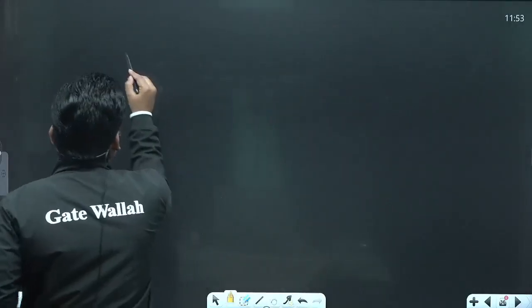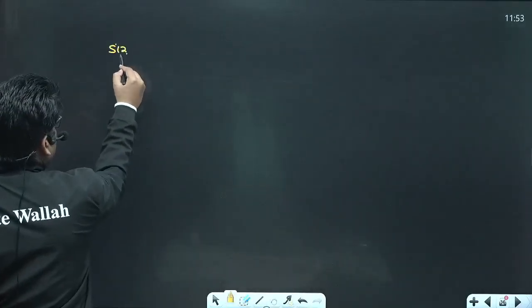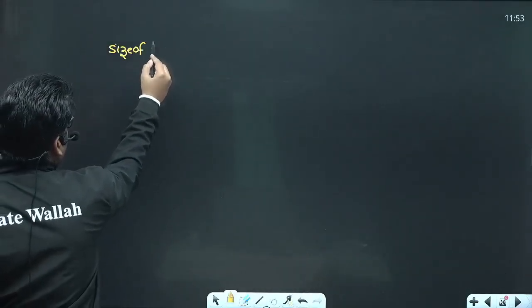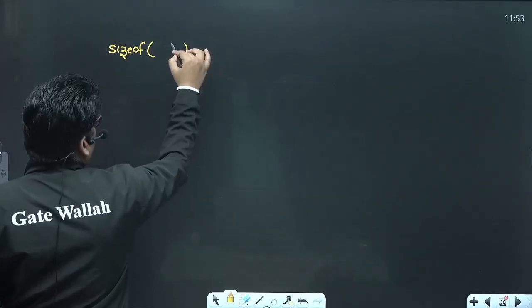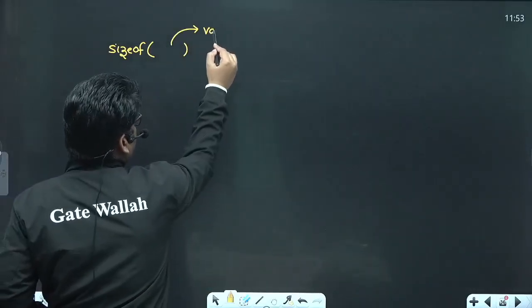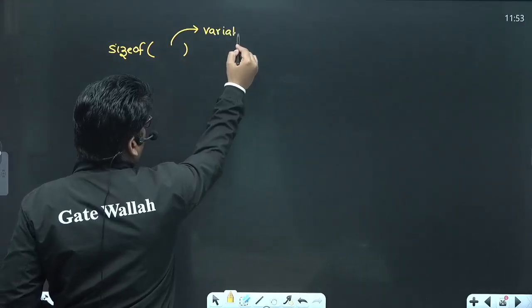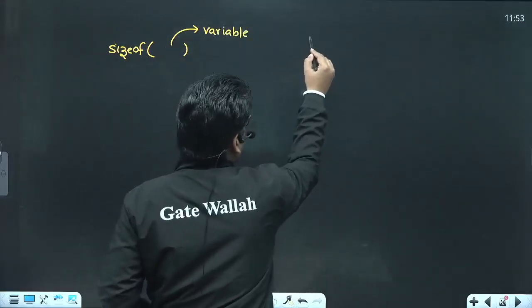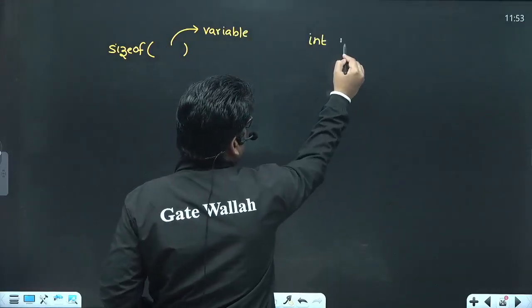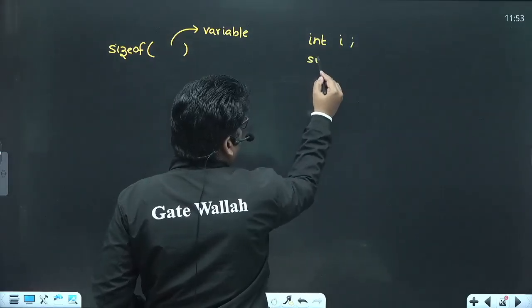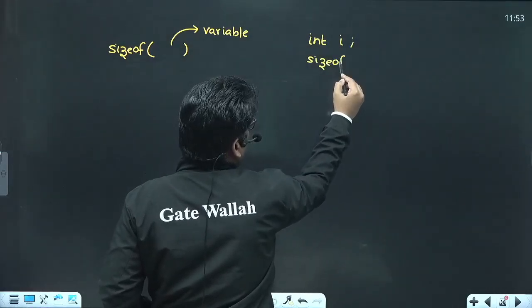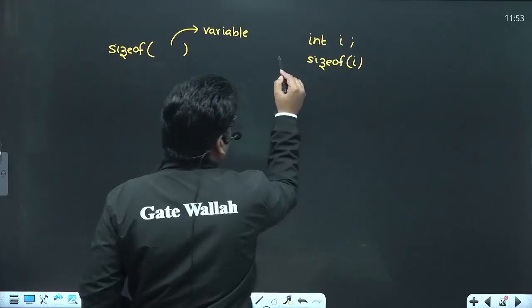So sizeof is a unary operator. What could be the operand for sizeof? Sir, is it possible to provide a variable? Yes. For example, you can write something like this: int I. Can I ask sizeof, what is the size of I?